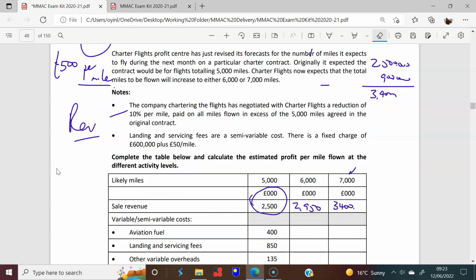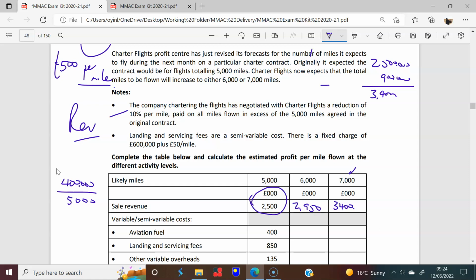We're told that the only thing here, the only variable, we're told that it's landing and service fees that are semi-variable. So aviation fuel must be variable. So in terms of being variable, how do I know what it is? Well, it's 400,000 divided by 5,000 miles. So 400,000 divided by 5,000 miles is £80 a mile.